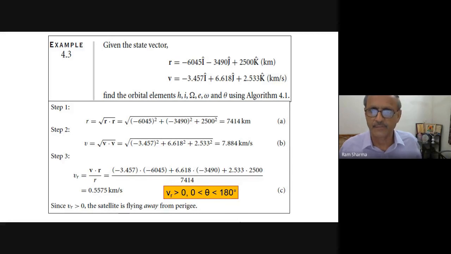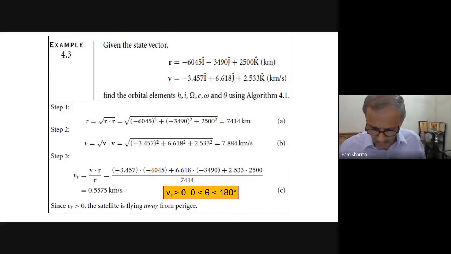This is a worked example given in Curtis's book, which I will quickly explain to you. R and V are given. You calculate R and V, and you calculate the radial velocity, VR, as R dot V by R. Since it is greater than 0, you know the true anomaly will lie in the first or second quadrant, between 0 and 180 degrees.